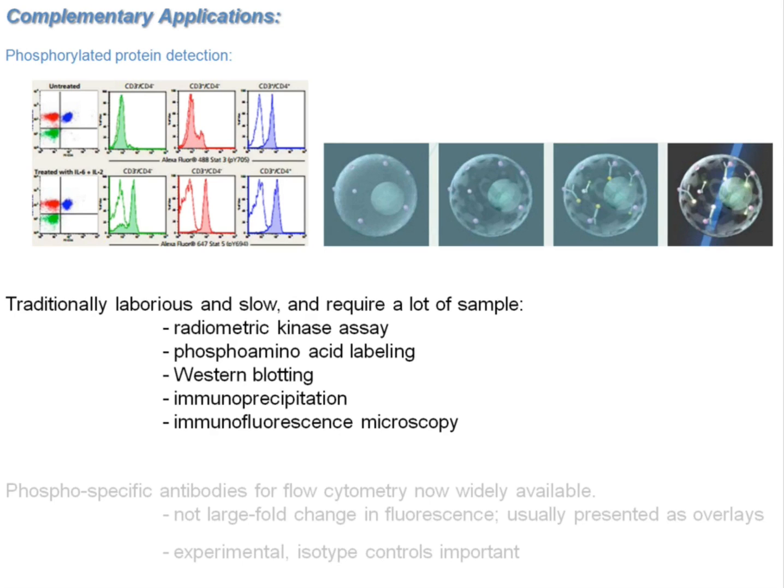They tend not to be very bright, so you don't see a nice 50, 100, 500-fold increase in fluorescence. It's often a 1.5, 2, 3-fold difference. And often you see this data presented as overlays rather than in your classical dot plot. So you don't see as nice a fold change or as nice a signal as you might like, but it is a very well used and well characterized technique now too.